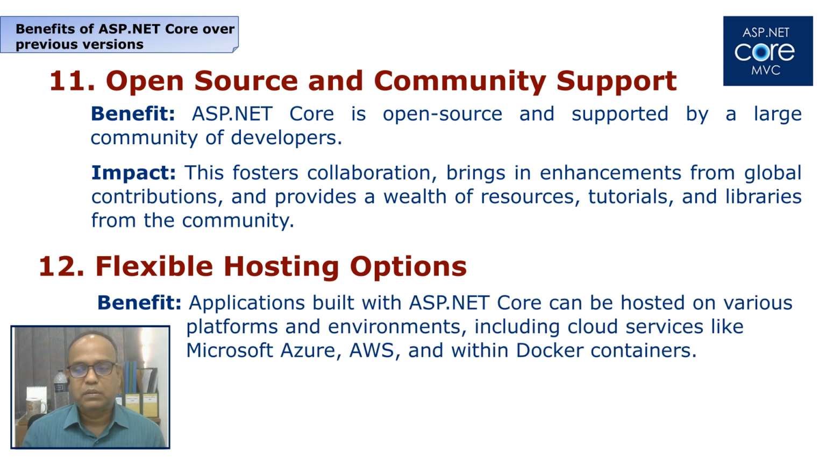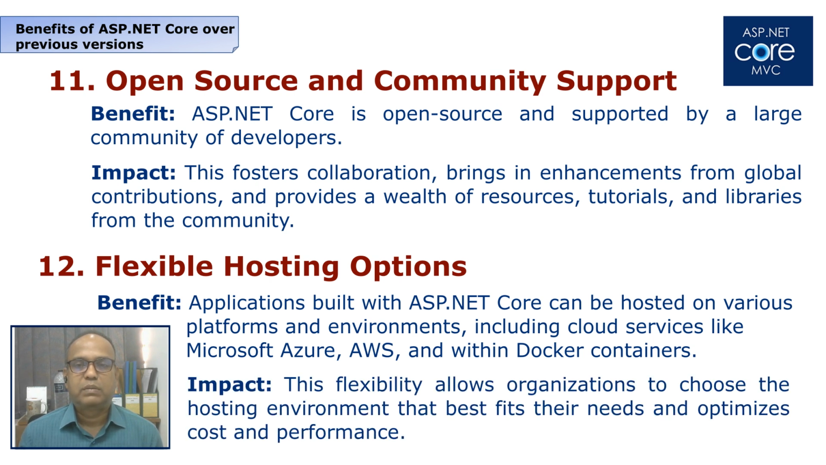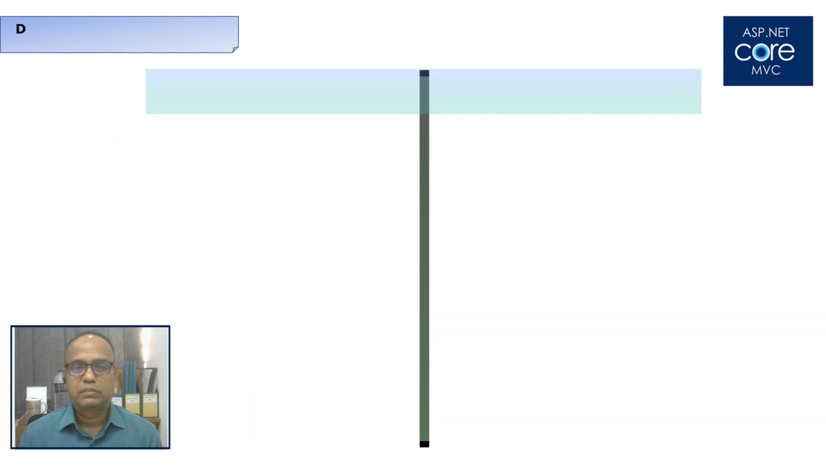Number 12. Flexible hosting options. Benefit: applications built with ASP.NET Core can be hosted on various platforms and environments, including cloud services like Microsoft Azure, AWS, and within Docker containers. Impact: this flexibility allows organizations to choose the hosting environment that best fits their needs and optimizes cost and performance.